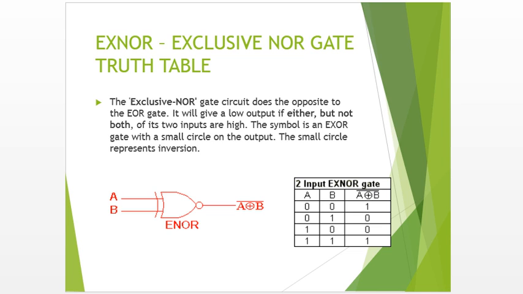EXNOR, exclusive NOR gate truth table. The exclusive NOR gate circuit does the opposite of the EOR gate. It will give a low output if either, but not both, of its two inputs are high. The symbol is an EXOR gate with a small circle on the output. The small circle represents inversion.